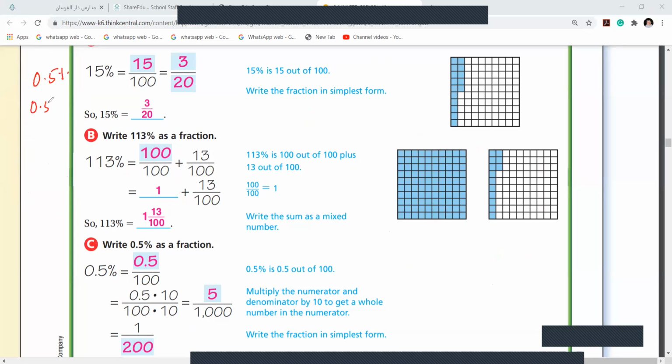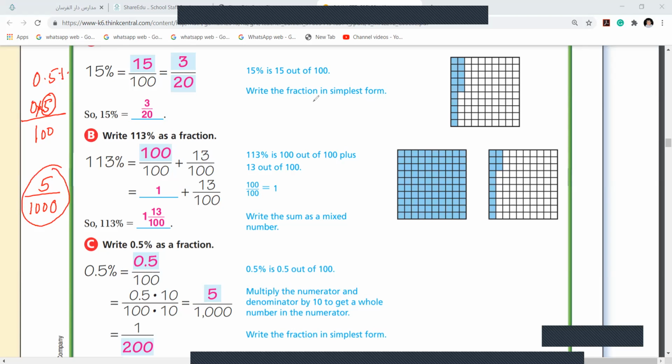What does this mean? 0.5 over 100. Be very careful. When I want to remove a point, whenever in your life you want to remove this decimal point from the numerator, see how many numbers you have after the point. How many numbers? One number. Am I correct? So for that one number, if you want to remove this point, a 0 will come here. Now it becomes 5 by 1000.